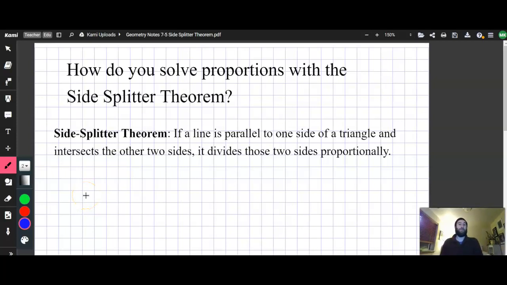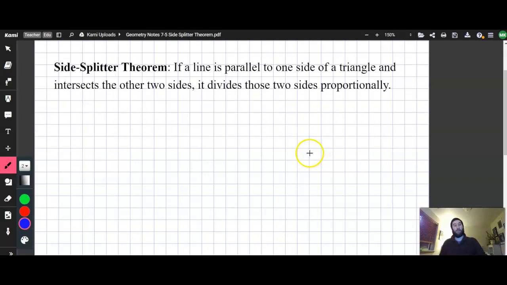So here we go. Side splitter theorem. What am I actually saying there? Well, we're going to be looking at triangles, which have a line cut in the middle of them. To put it in some more academic words, solving proportions with the side splitter theorem means we're looking at a triangle with a line that is parallel to one of the sides of the triangle and intersects the other two sides. So it just comes across and intersects the other two and divides those two sides proportionally.